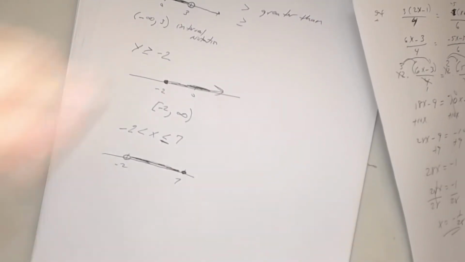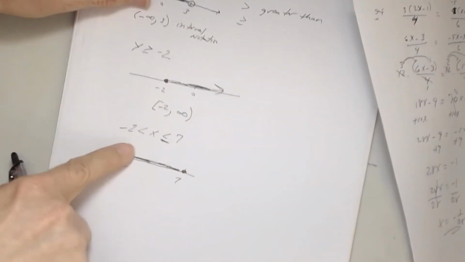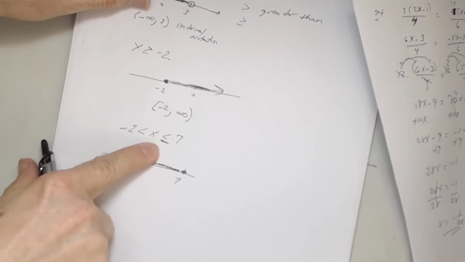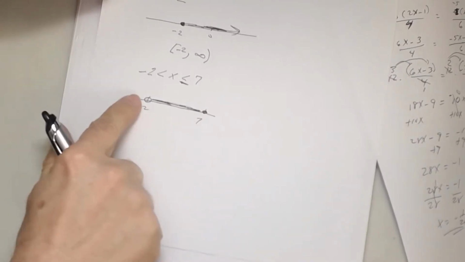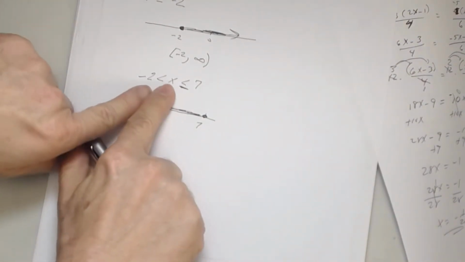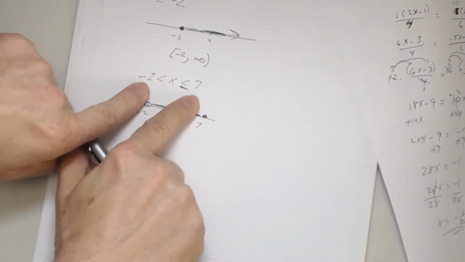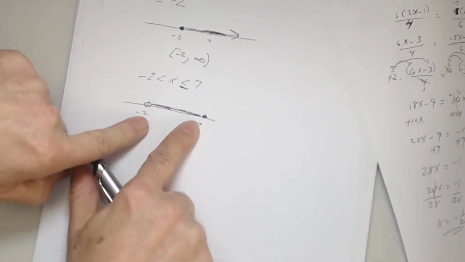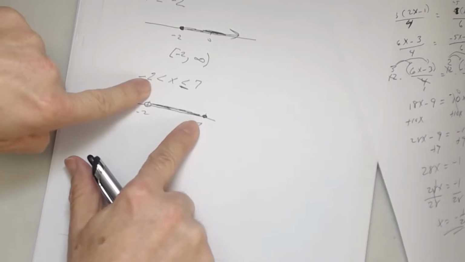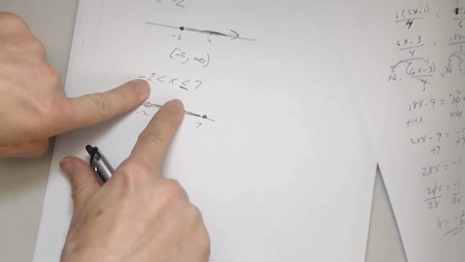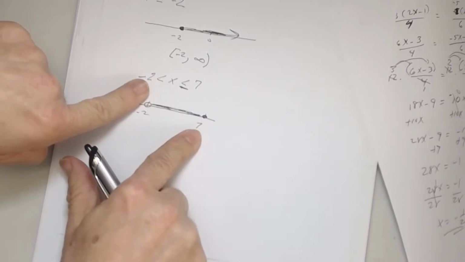Do you mind going over the open and closed circle? Open circle, no equal sign. Closed circle, equal sign. So you don't need to draw an arrow, because you're saying all the solutions are between these two numbers only. So no arrows. Open circle, no equal sign. Closed circle, equal sign. Okay?